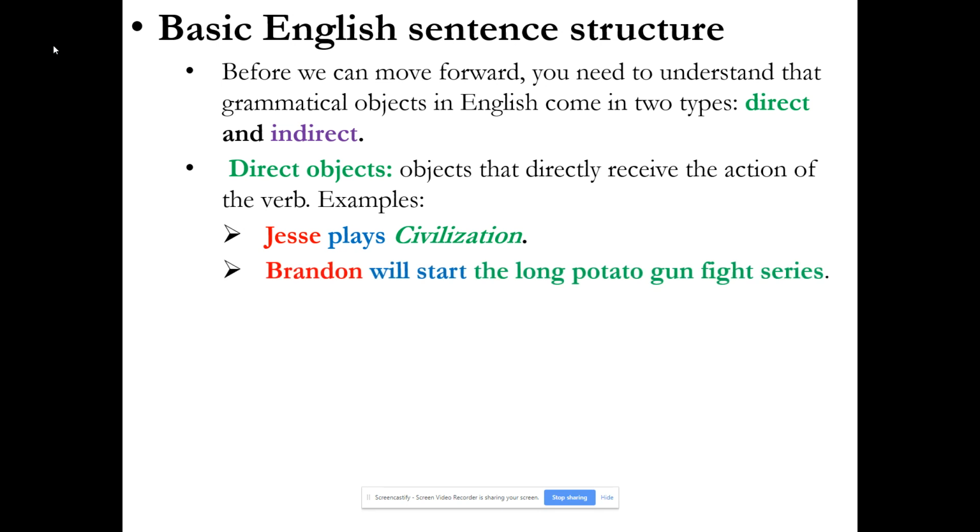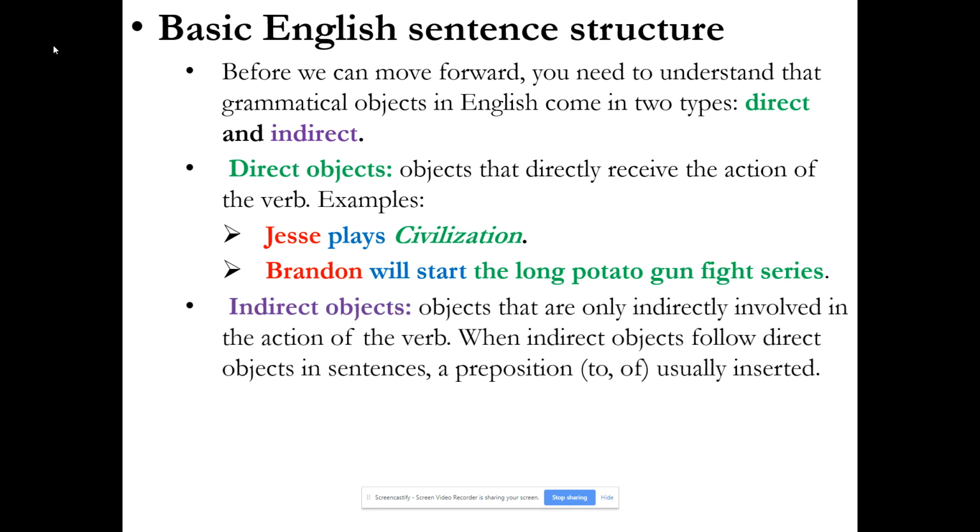Same sentence again. Brandon will start the long potato gunfight series, right? What is being started? The long potato gunfight series is being started. So that entire noun phrase is the direct object of the verb to start, of course, in the future tense. Now, indirect objects operate a little differently. Indirect objects are only indirectly involved in the action of the verb. The verb is acting on a direct object, and then there is an indirect object there that is involved somehow, but that is not directly involved.